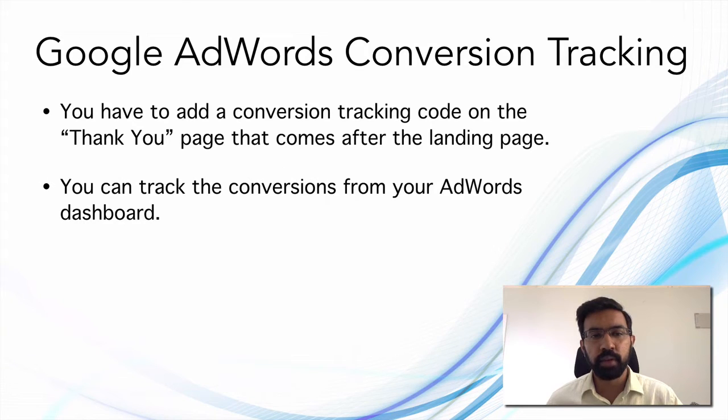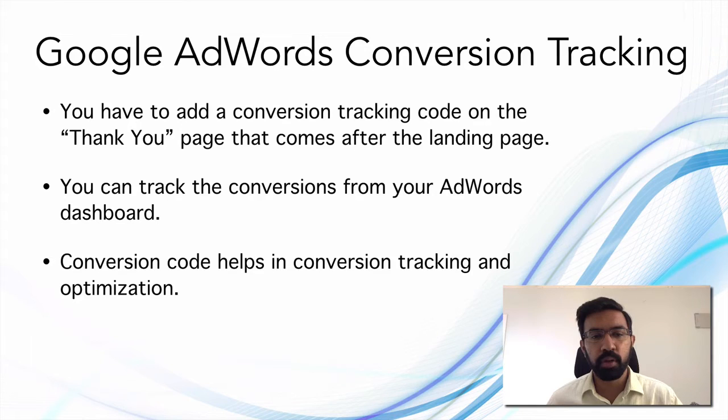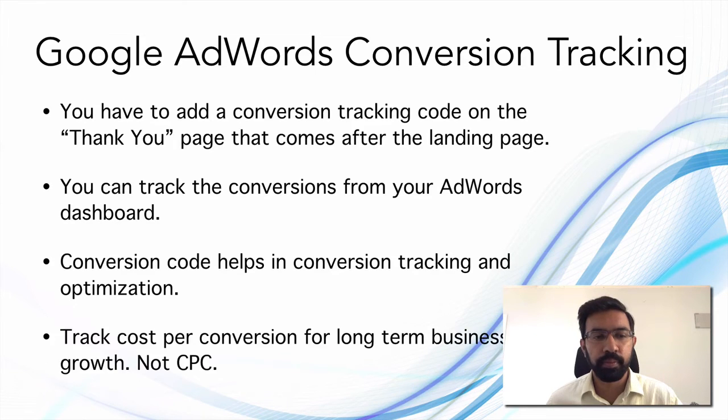You can track the conversion from your AdWords dashboard. I will show you how it can be done. Conversion codes help in conversion tracking and also conversion optimization. In this course we have only looked at manual CPC bidding, but there are also automatic bidding strategies. These will be helpful if you are targeting the ads for conversions rather than for clicks. You have to track cost per conversion for long-term business growth, not just the cost per click, because cost per click does not matter. What really matters is the cost per conversion that you are getting.